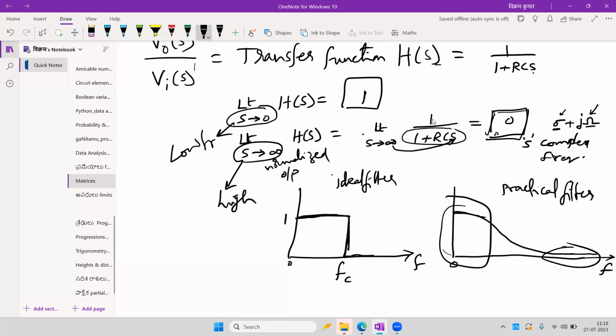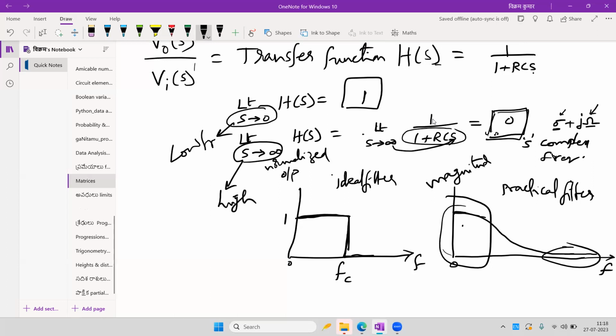This is the magnitude response. In a low pass filter, the lower frequencies will be passed. It is not omitted. It will pass the low frequency, and the output will come. Low frequencies, if you are passing them, will come at the output.